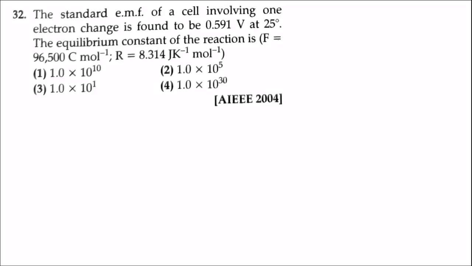The standard EMF of a cell involving one electron change is found to be 0.591 volt at 25 degrees centigrade. The equilibrium constant of the reaction is. The value of Faraday constant is given as 96500 coulomb per mole. The value of R is 8.314 joule per Kelvin per mole. What is given? E naught cell is given, and E naught cell is equal to 0.591 volt. Faraday's constant value is given. The value of gas constant is given.